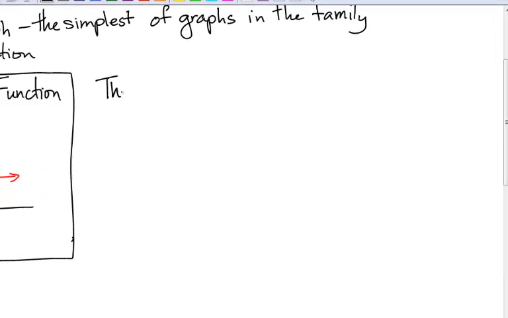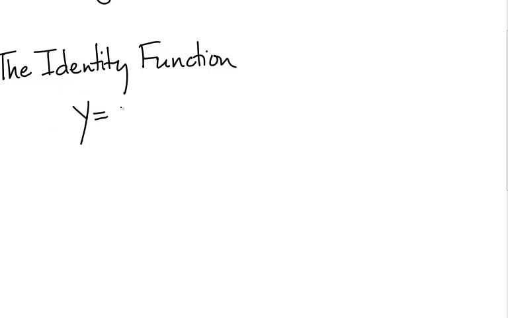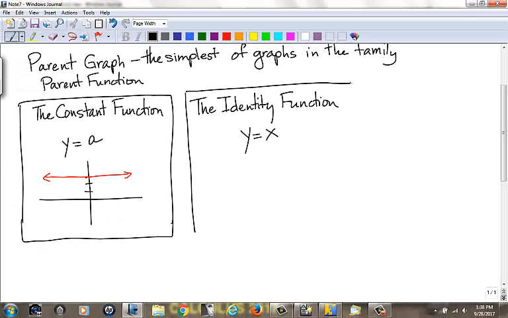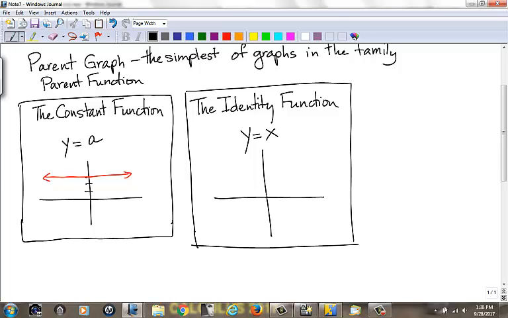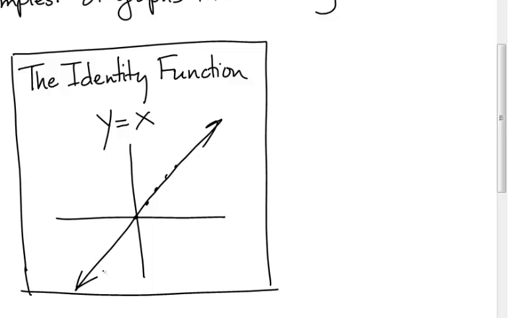Another parent graph is the identity function. The main graph is y equals x. The identity is y equals x. In y equals mx plus b, it's going to go through 0, and the slope is 1. So you go right 1, up 1, right 1, up 1, right 1, up 1. It's going to go right through at 45 degrees. And that's the parent graph for the identity function.